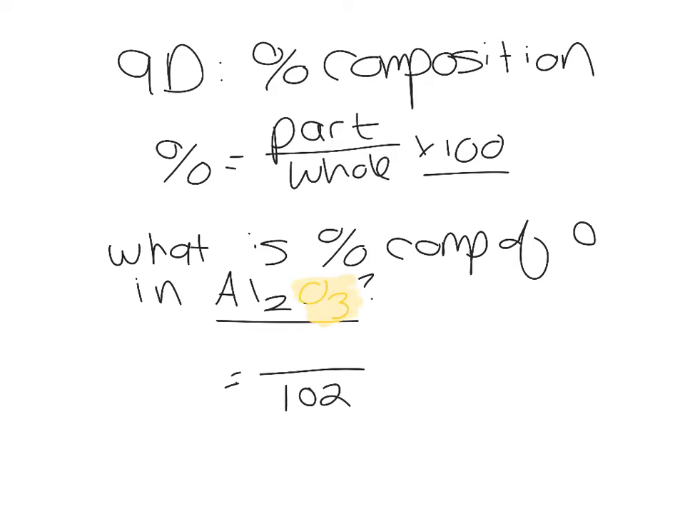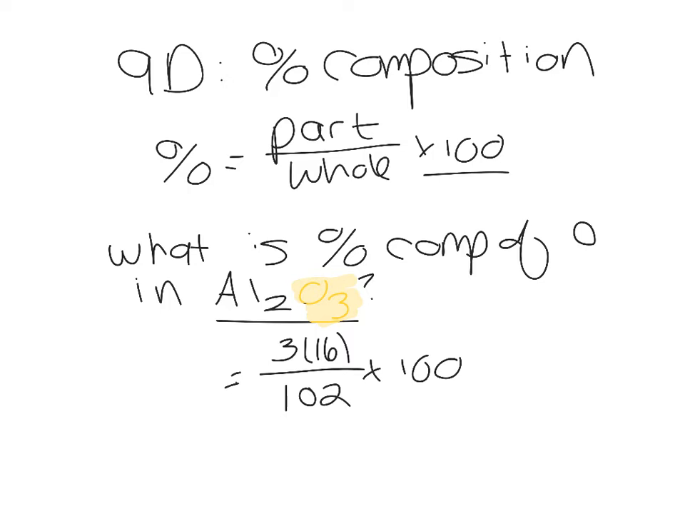Now, do you see that there's 3 of them? Since there's 3 oxygens, I need to account for all of them. So it's going to be 3 times the mass of oxygen, which is 16 on the top, times 100. Let's not forget that times 100. 3 times 16 is 48.